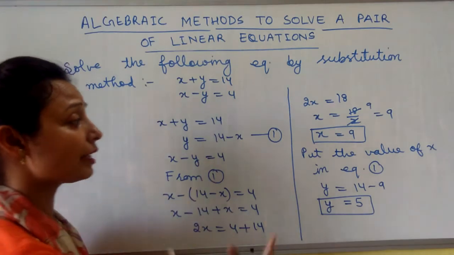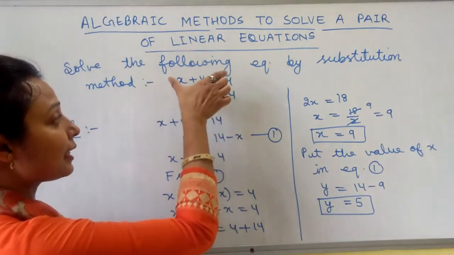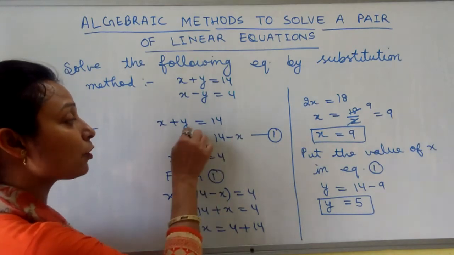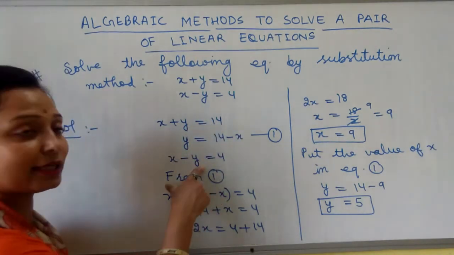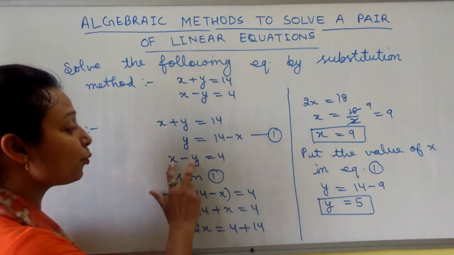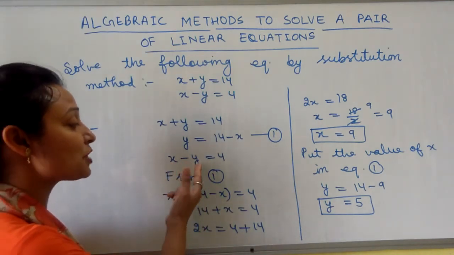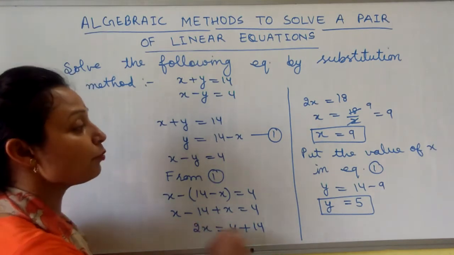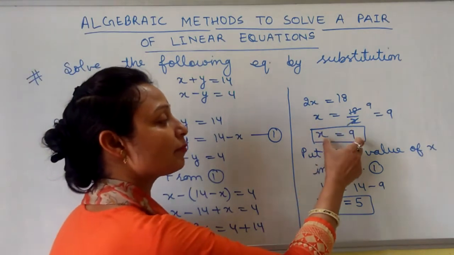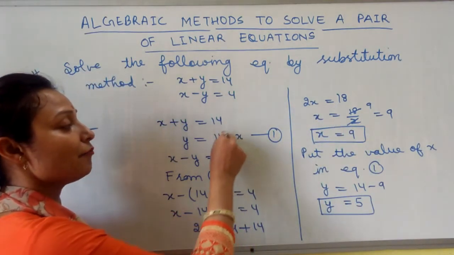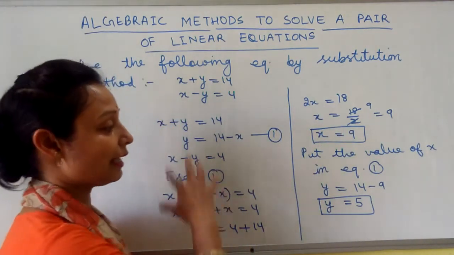This question is very simple. You have to take the substitution from one equation and put this value not in the same equation but in the other equation, so that the two variables change into the form of one variable. From there you have to find the value of one variable. Use this value for finding the value of the second variable, like this.